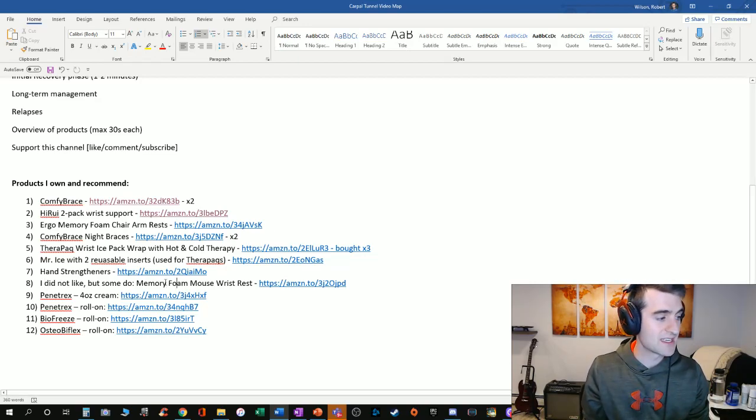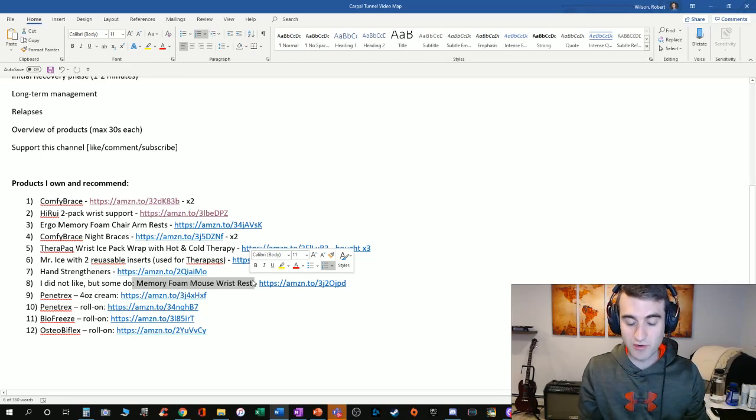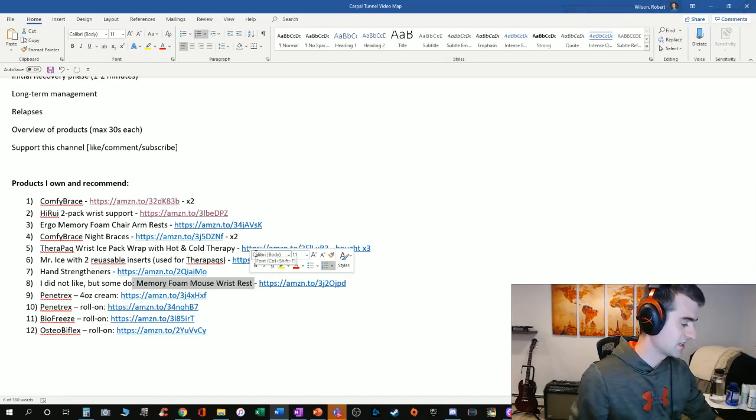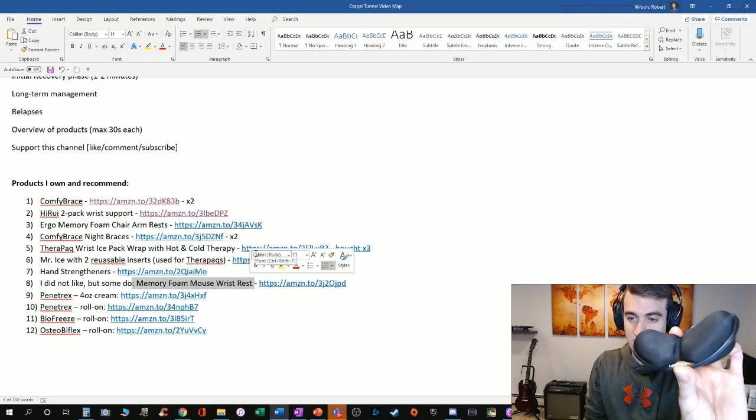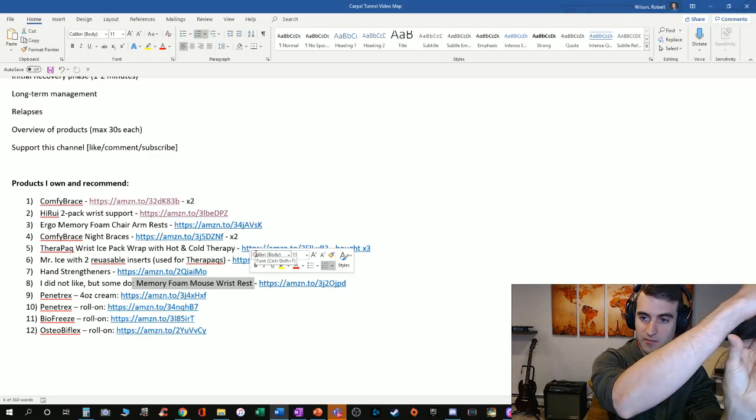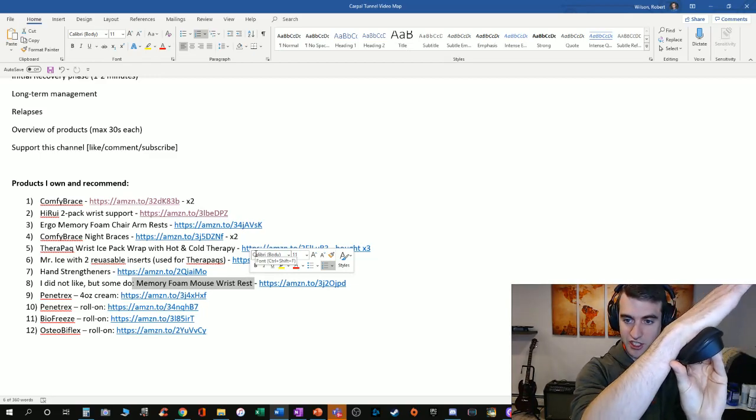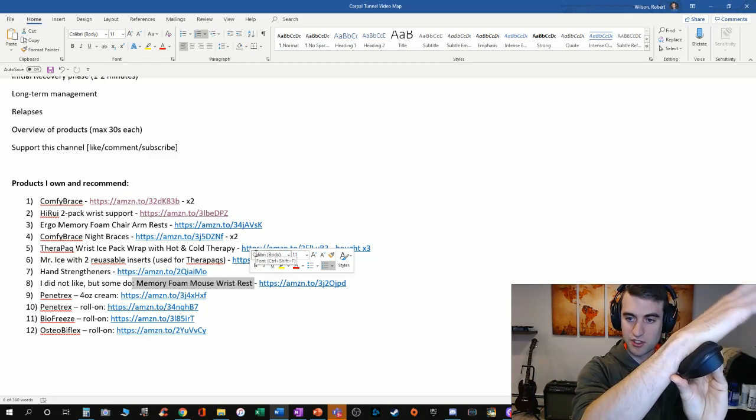What I can say is that I did not like using the wrist rest that I linked in this video, but I have had some people tell me that that was beneficial. And the type of wrist rest that I'm referring to are ones like this one that are meant to form basically a channel for the wrist that limits that motion.